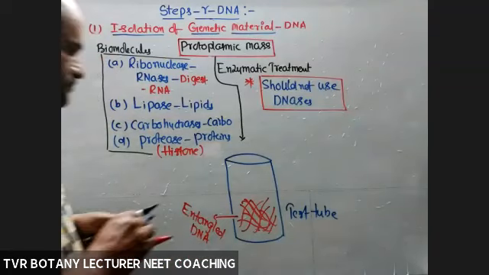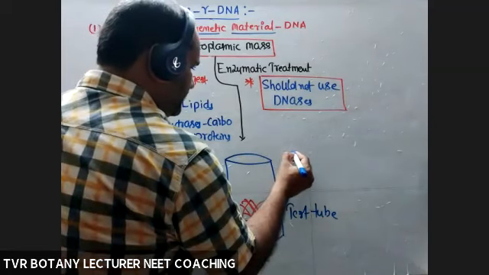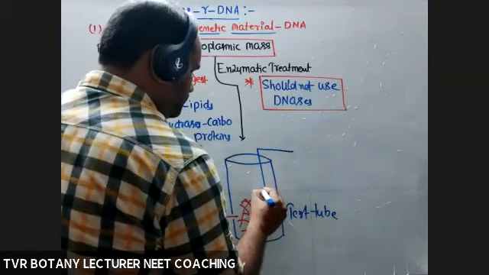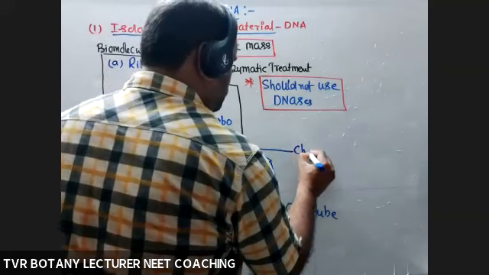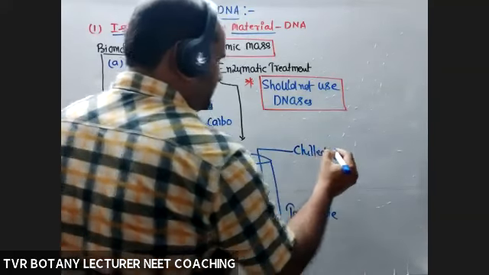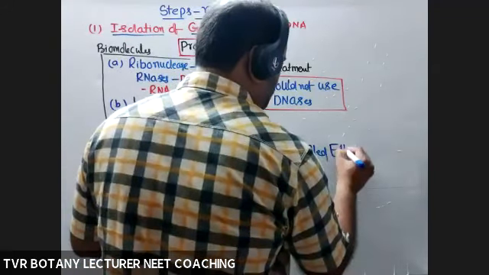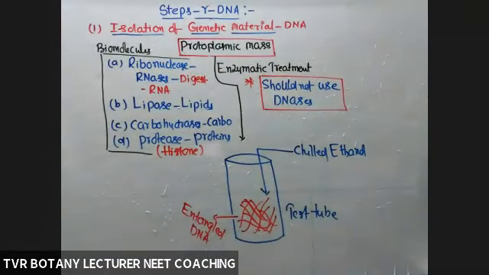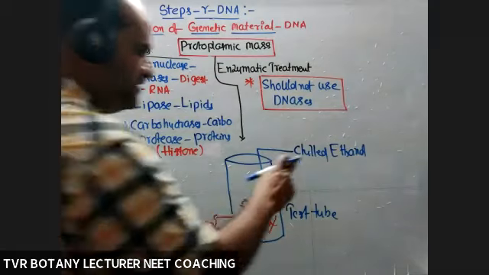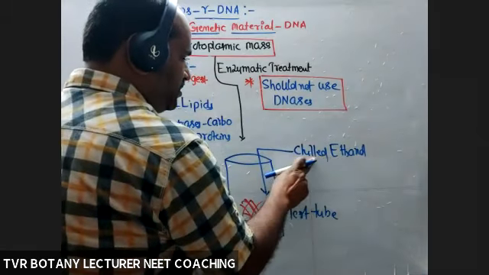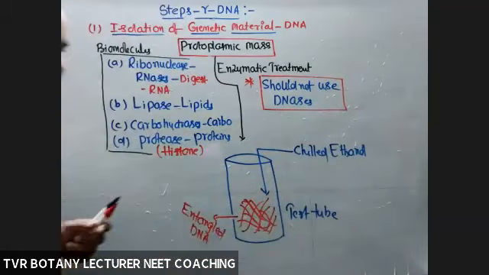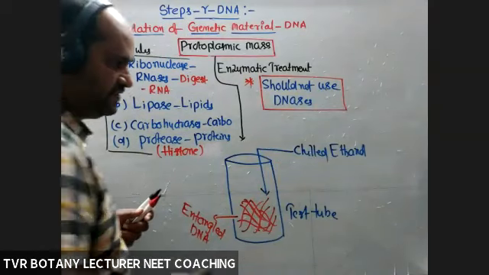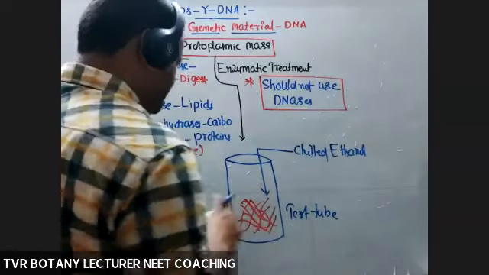Okay, so now add chilled ethanol. And sulfuric acid also, but according to NCERT, go for chilled ethanol. Both ethanol and sulfuric acid can be used, but go for ethanol, that is enough.